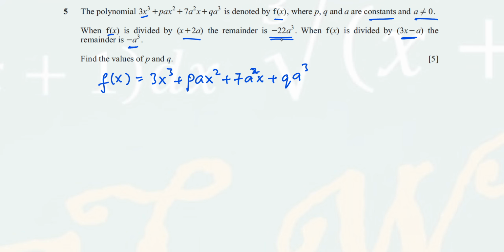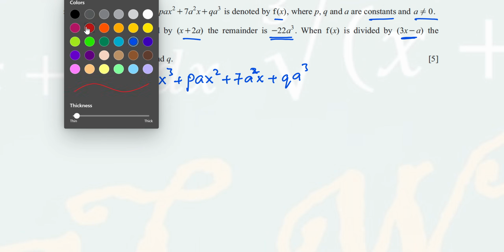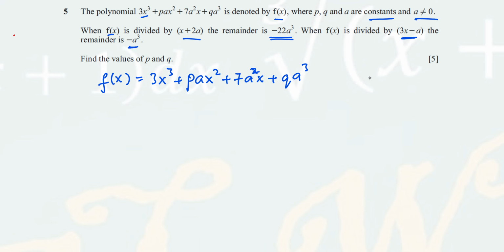Now, since the remainders are given, we are going to use the remainder theorem. The remainder theorem says that if your f(x) is divided by x minus a, the remainder is going to be f(a). So how to get the f(a)? You just let this divisor be 0, then your x will be a. That's why your remainder equals f(a).